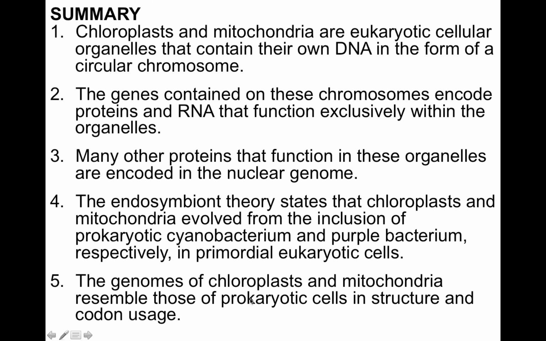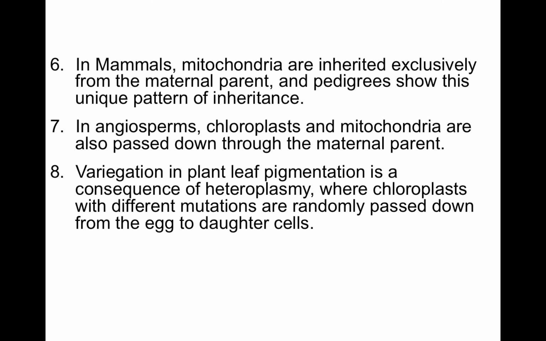The genomes of chloroplasts and mitochondria resemble those of prokaryotic cells in both structure and codon usage. In mammals, mitochondria are inherited exclusively from the maternal parent, and pedigrees show this unique pattern of inheritance. In angiosperms, flowering plants, chloroplasts and mitochondria are also passed down through the maternal parent. Variegation in plant leaf pigmentation is a consequence of heteroplasmy, where chloroplasts with different mutations are randomly passed down from the egg to daughter cells.